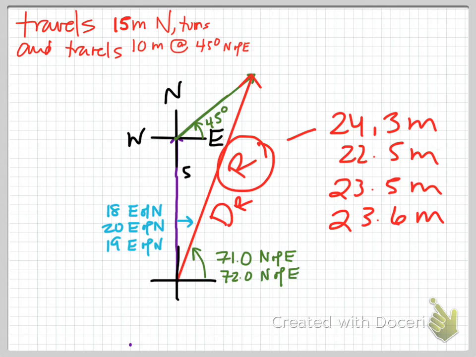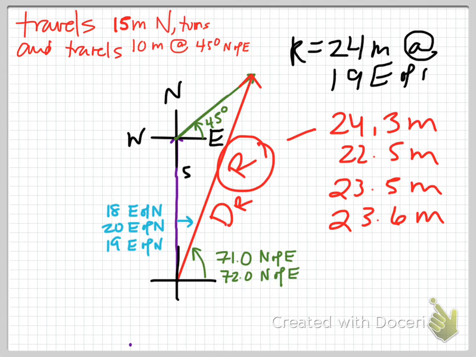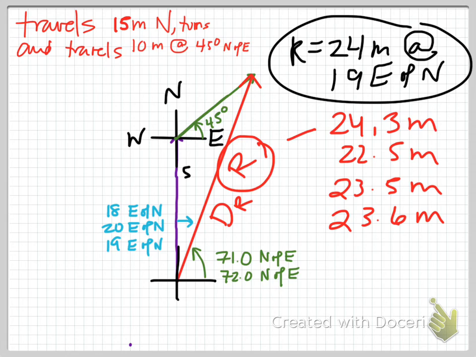By golly, what's the relationship? They're complementary angles. They add to 90. Neither of them is incorrect. You can use either of them. So what would be our final resultant vector? Because we don't have a great degree of significant figures here, I'm going to say 24 meters at 19 degrees east of north. That would be our final answer.